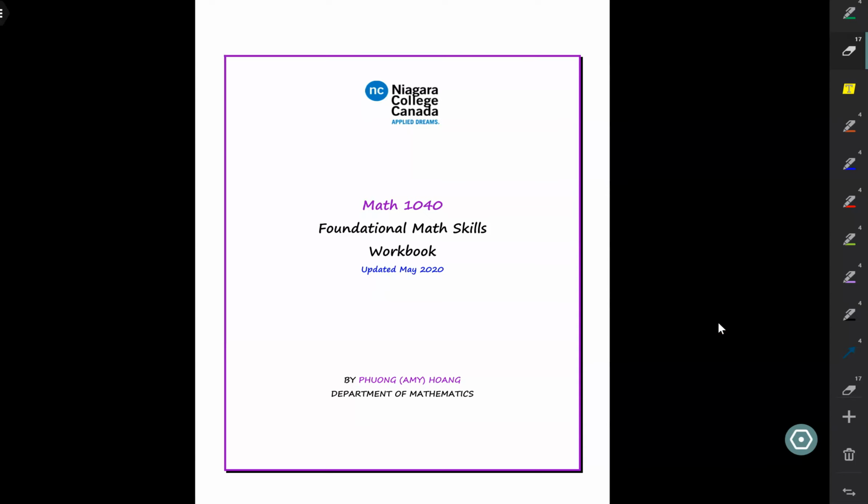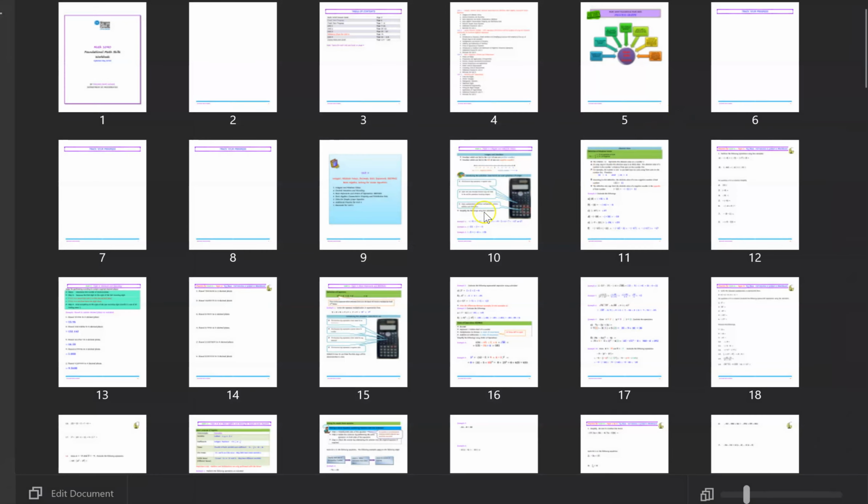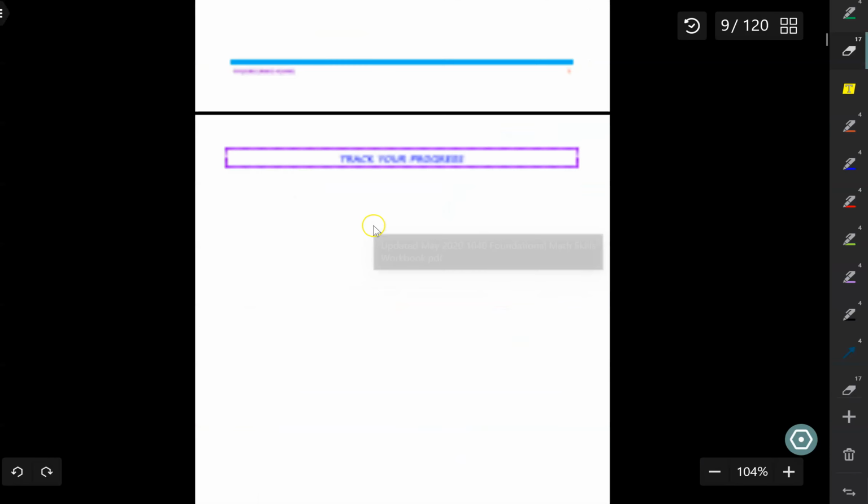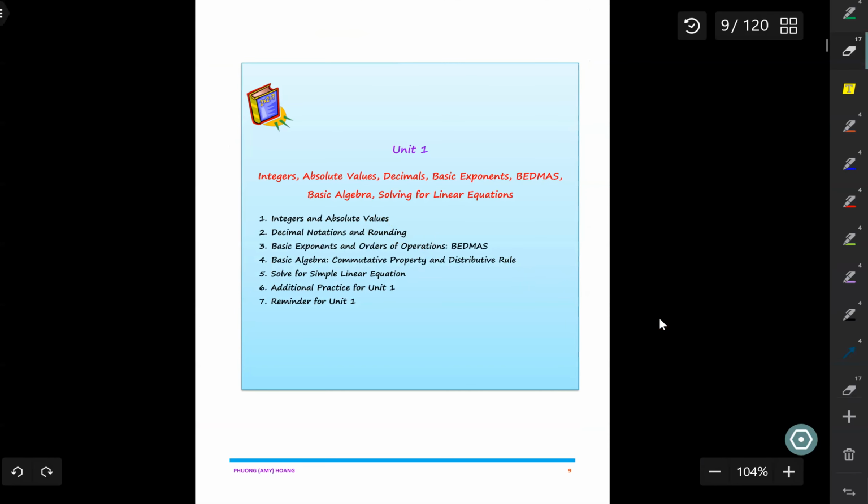Hello everyone. In this video, we will work with integers and absolute value. Unit 1, Topic 1. Before we get started, I have this page showing to remind everyone that we are going to work with our workbook and we will work with page number 9, 10, 11, 12 on this workbook. I hope everyone has already downloaded a copy and have them ready for the video lessons.